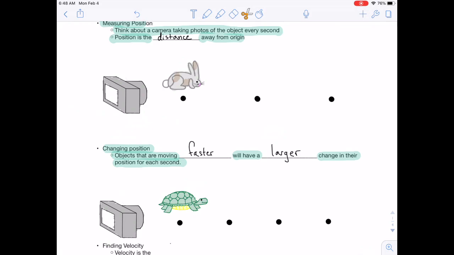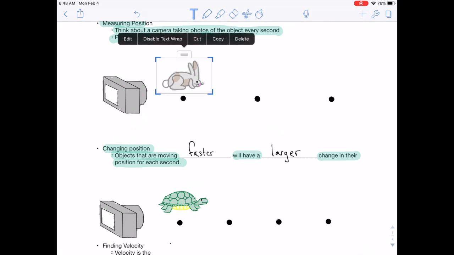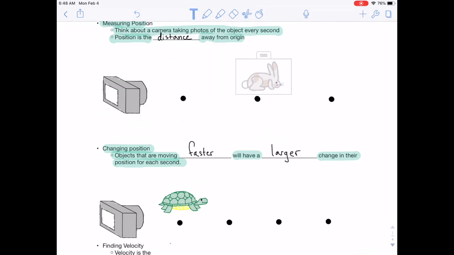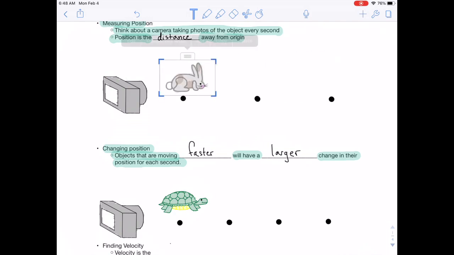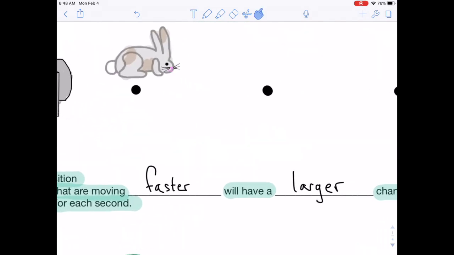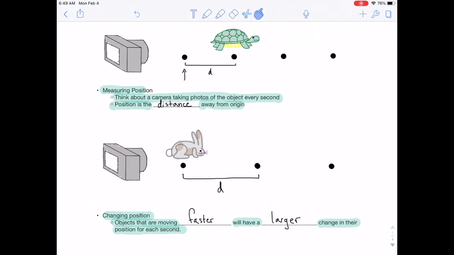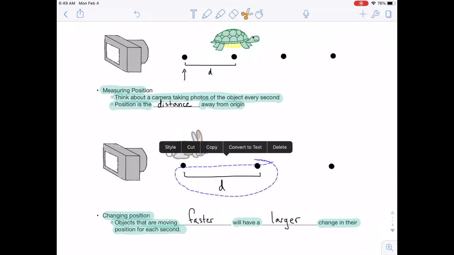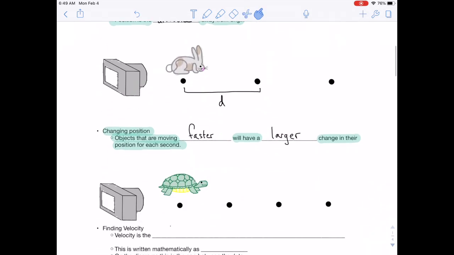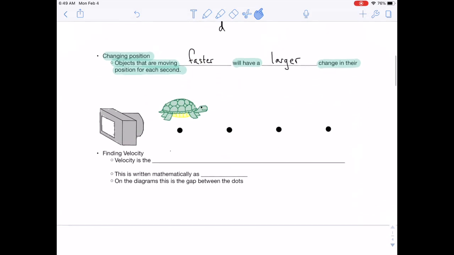So let's take a peek at this hare here, the tortoise and the hare, right? So 0 Mississippi, 1 Mississippi, 2 Mississippi. At 1 Mississippi, this hare, rabbit, has gone this distance. Quite a bit farther than our tortoise up here. Let's just take a peek at those. Let's compare. Oh yeah, definitely. We have a larger change in position for each second for this faster creature, this hare.